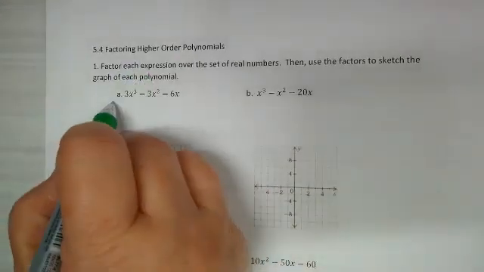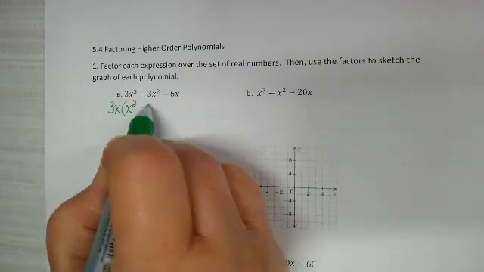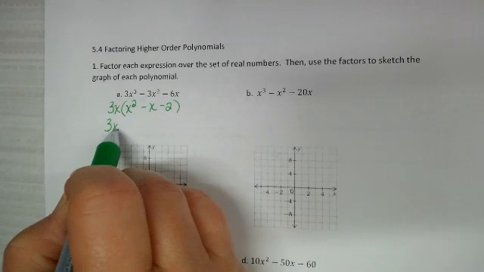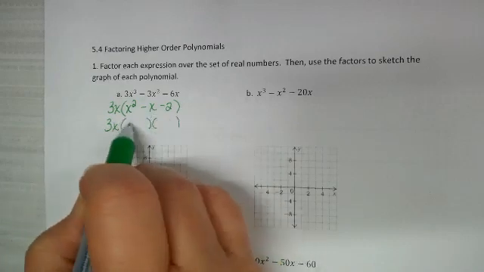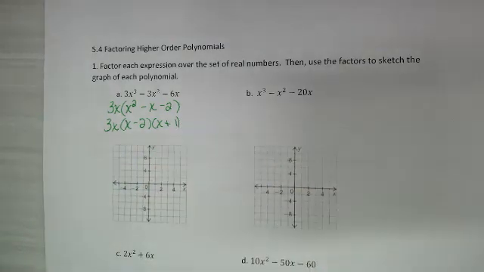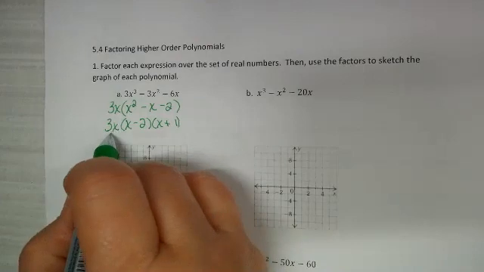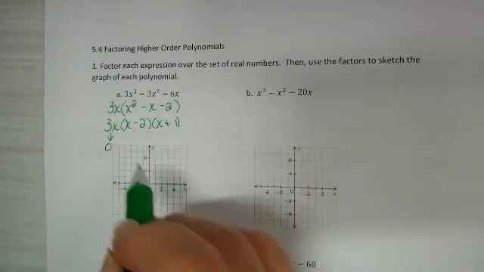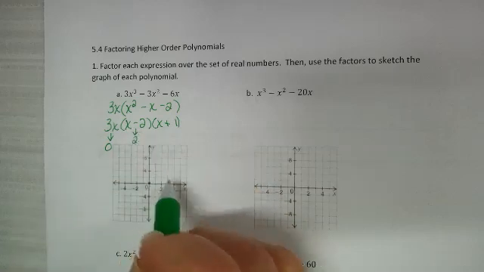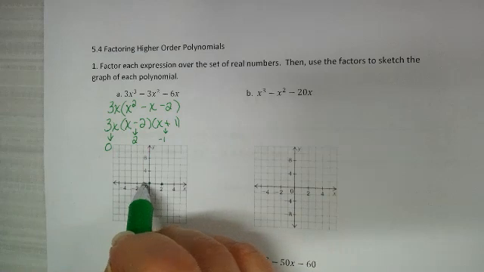So I'm going to factor out 3x, and that's going to leave me with x squared minus x minus 2. I'm going to continue to factor because x squared minus x minus 2 can be factored further. Now I'm going to use these factors to find my zeros on my graph. What makes 3x equal 0? 0. What makes x minus 2 equal 0? That would be 2. And x plus 1 would be negative 1.